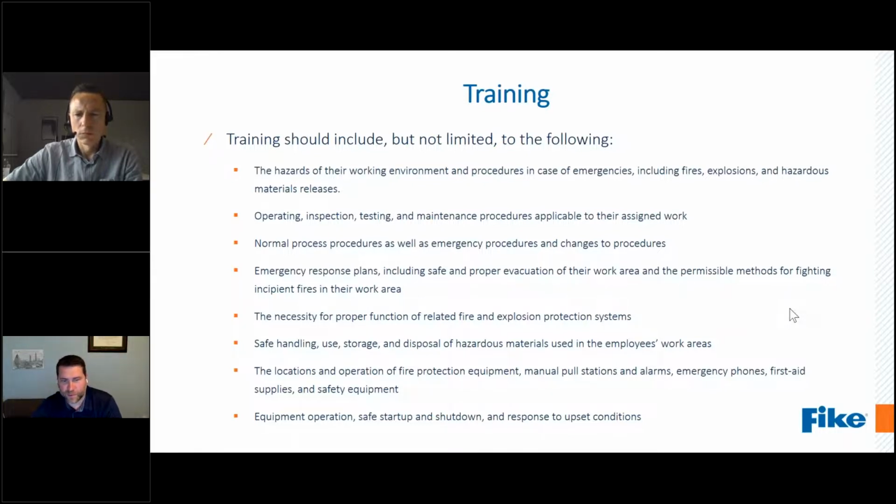You have an emergency response plan. So that's safe and proper evacuation. You should have your evacuation maps and training on that, as well as permissible methods for fighting incipient fires in work areas, if that's allowed by your company.